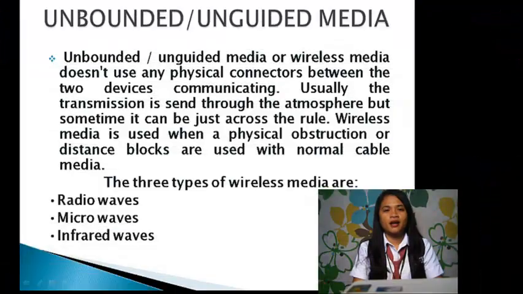The second category of transmission media is unbounded media. Unbounded media, or wireless media, doesn't use any physical connectors between the two devices communicating. Usually, the transmission is sent through the atmosphere, but sometimes it can be just across the road. Wireless media is used when a physical obstruction or distance blocks the use of normal cable media. There are three types of wireless media: the radio wave, the microwave, and the infrared wave.